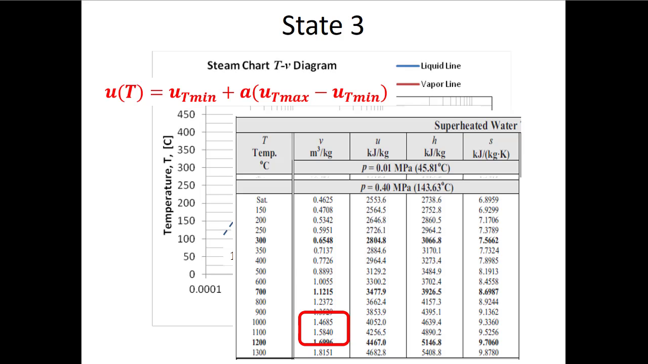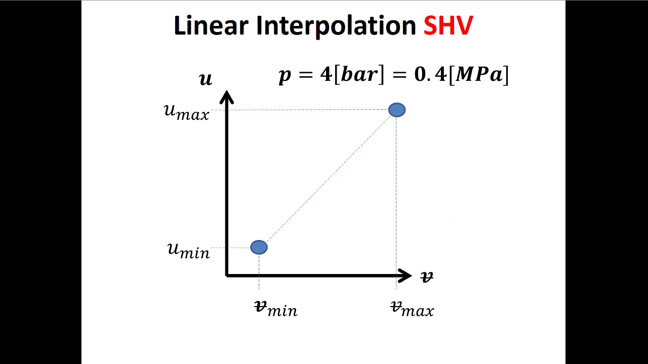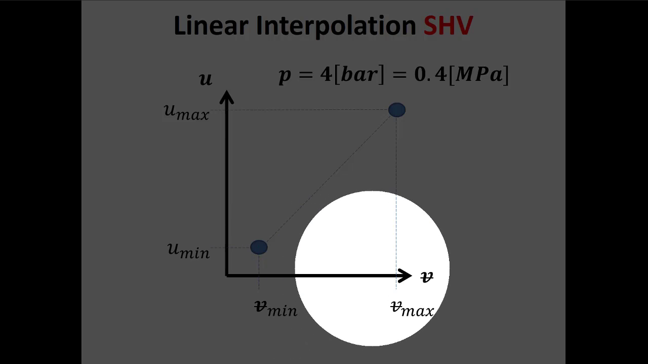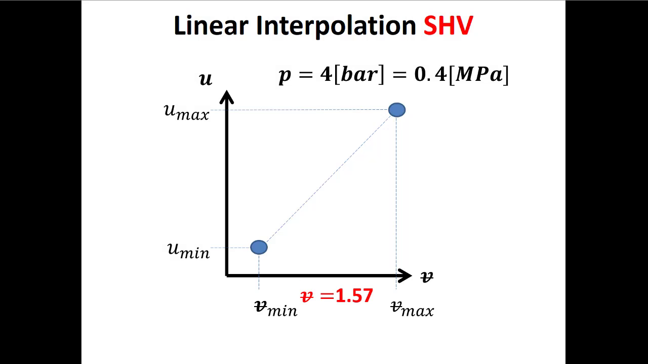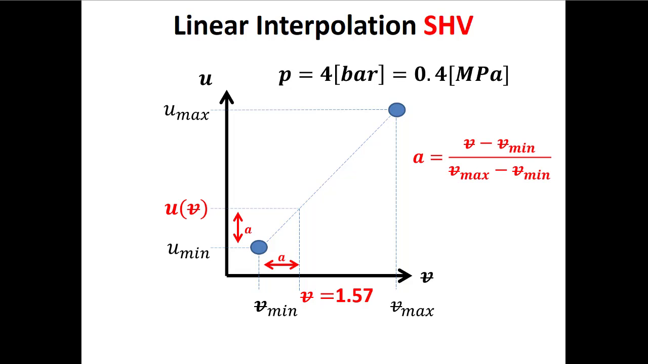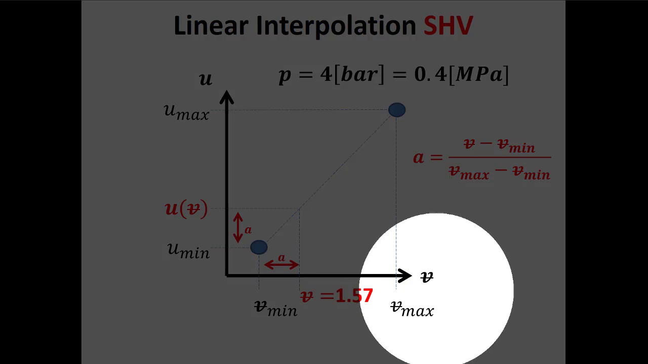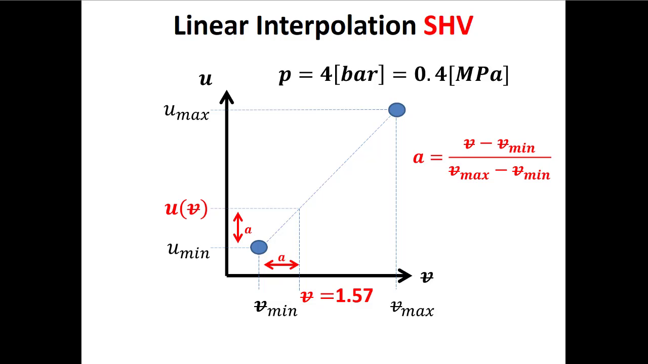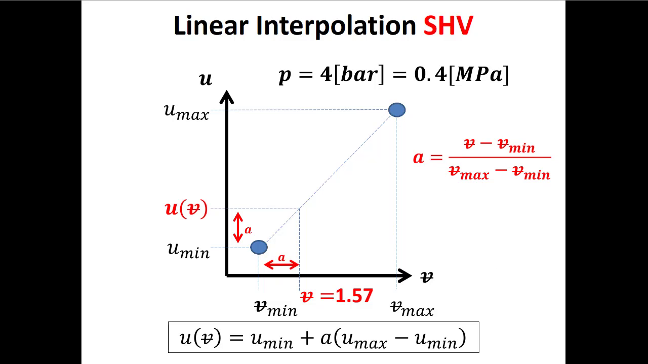So I can use this information to find A, because I have Vmin on the table and Vmax on the table. I'm somewhere in between here, closer to Vmax, 1.57. I could draw up and then draw across if I was solving this graphically, but we won't solve it graphically. We'll use math. So we know that A is going to be the specific volume at 3 minus Vmin on the table, divided by Vmax minus Vmin on the table. And then I'll use that to find A, and when I have A, I'll plug that into my equation for the specific internal energy.